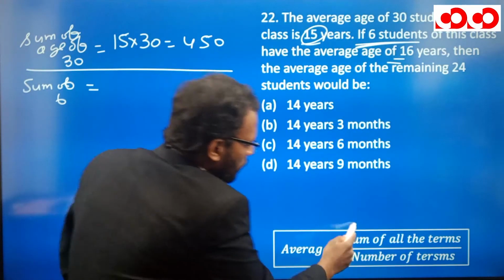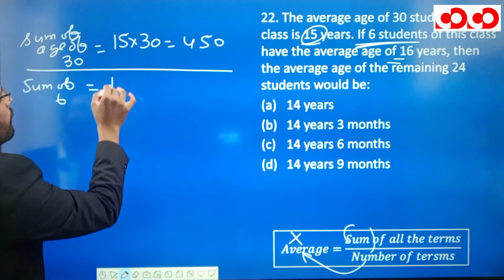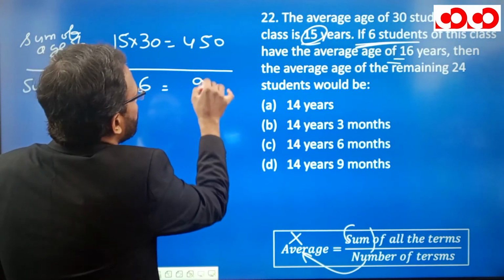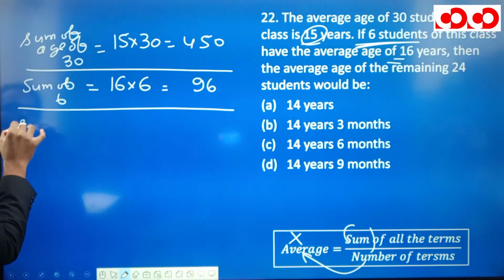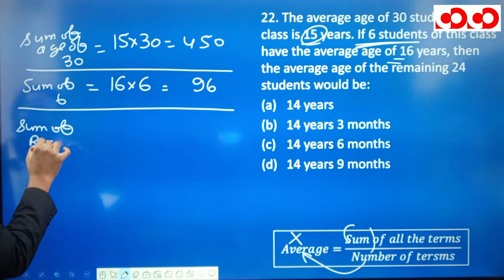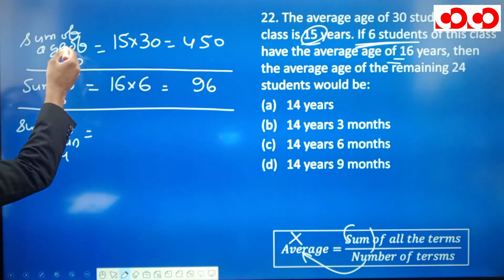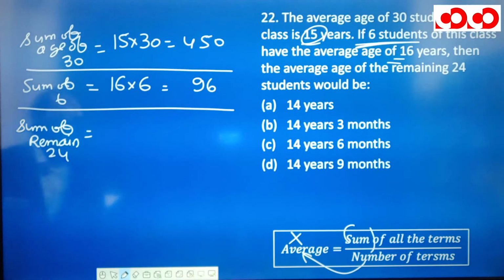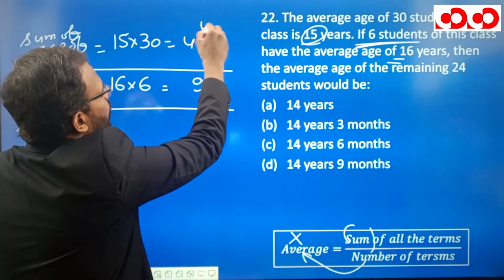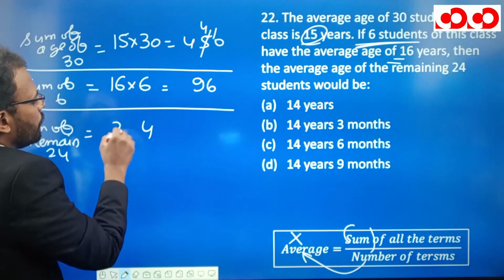So the sum is nothing but the average multiplied by the number of students. So 16 multiplied by 6 is equal to 96. Now what about the sum of the remaining students? How many are remaining? 24 students are remaining, because these were 30 and out of them 6 have been given. So you have to subtract: 450 minus 96 is 354.